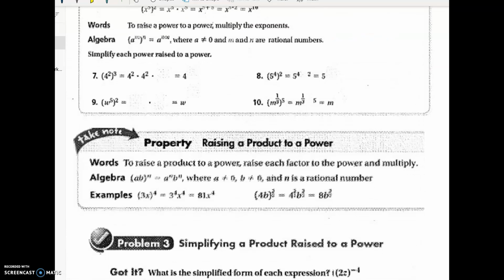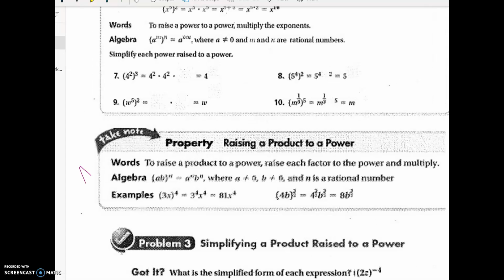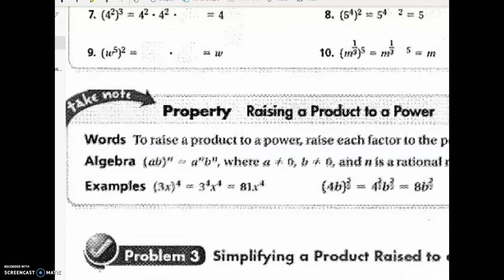Now we have another property here. So right here, I'm going to put a star next to that. That's another property we're going to talk about today. This property is called raising a product to a power. So this means that you have more than one term that is being multiplied inside the parentheses. So I kind of think of this like the distributive property.